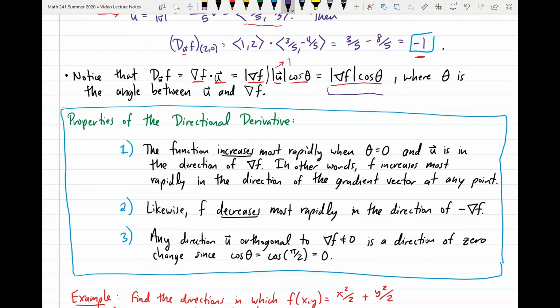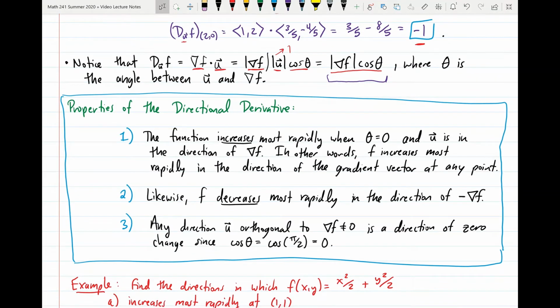It's because if we look up at this expression, which I've just underlined in purple, the function is going to increase most rapidly, or the directional derivative is going to be biggest. Both of those phrases are synonymous. When we maximize this expression, and that expression is maximized when cosine of theta is equal to 1. And for cosine of theta to be equal to 1, we need theta to equal 0. So in other words, f is going to increase most rapidly in the direction of the gradient vector at any point in the domain of f.